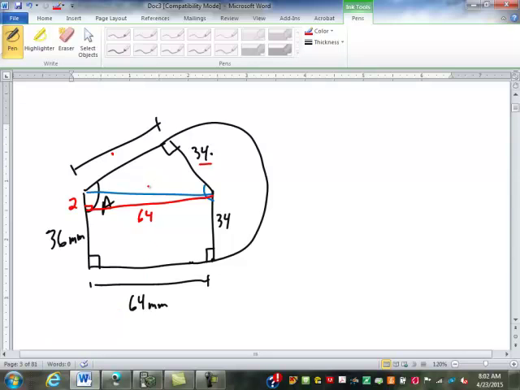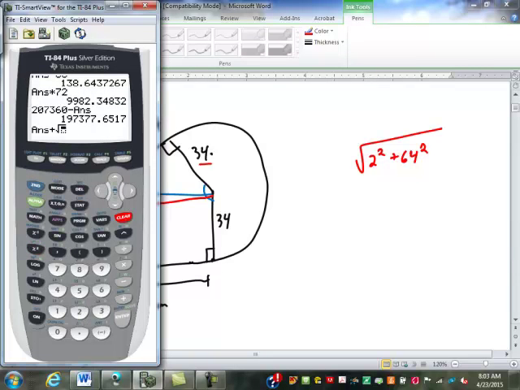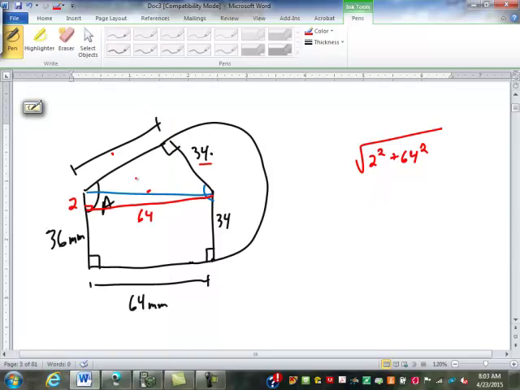So we could find this length. How do we get that length? Well, that's the square root of 2 squared plus 64 squared. Which will only be slightly larger than 64, but we do have to account for it. 64.03 to be exact.